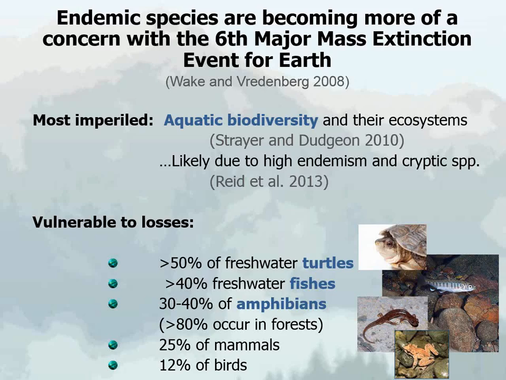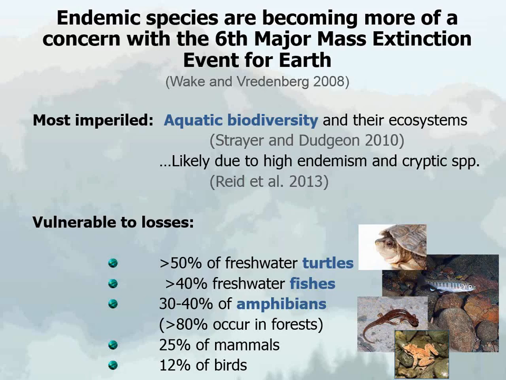And if you look through the literature, it's becoming quite clear that the most imperiled species across all taxa on Earth are related to fresh water, aquatic biodiversity, and their ecosystems. And it's likely because in these systems there's very high endemism and cryptic species. So there's a lot of species that are unique to very small areas. They often have some dispersal limitations, and we're learning a lot about our aquatic biodiversity right now as well. The species are not totally described.